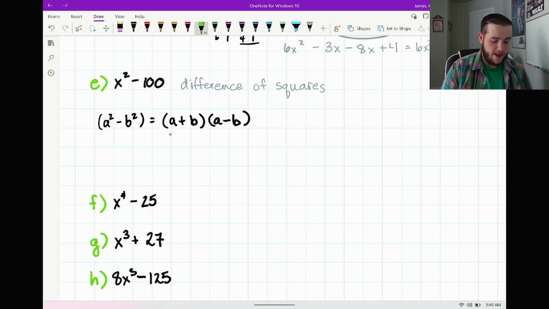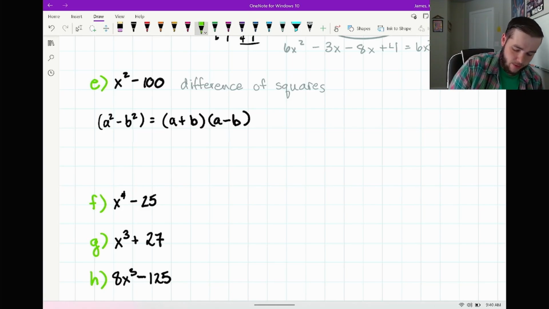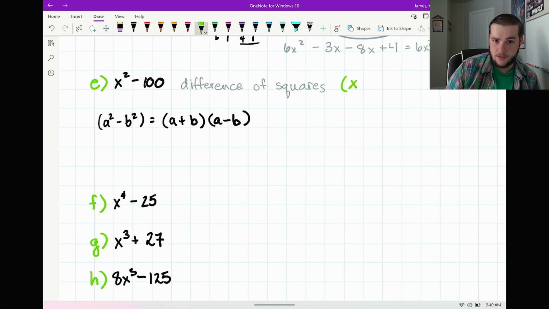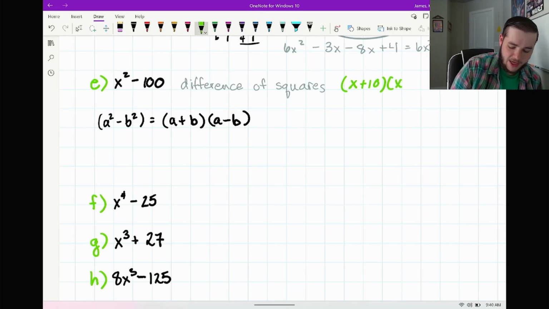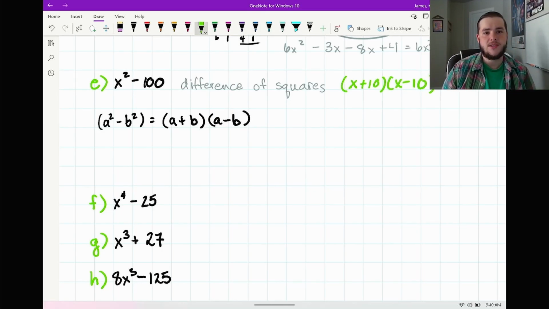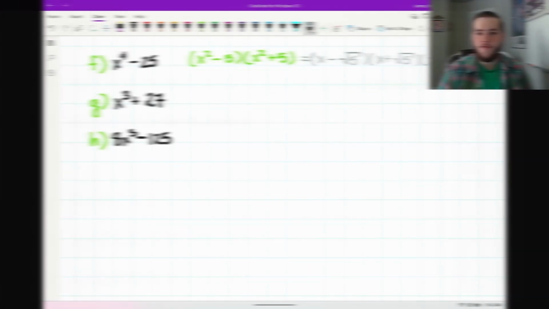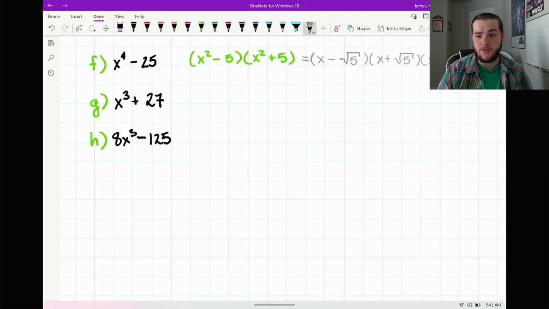Notice here I don't have the squares, so these are the square roots that show up in the binomials. So when I have x squared minus 100, I get the square root of x squared, which is x, plus the square root of 100, which is 10. x plus 10, x minus 10. See if you can use this difference of squares formula on the next difference of squares, part F. Hopefully we were all at least able to get x squared minus 5 times x squared plus 5.